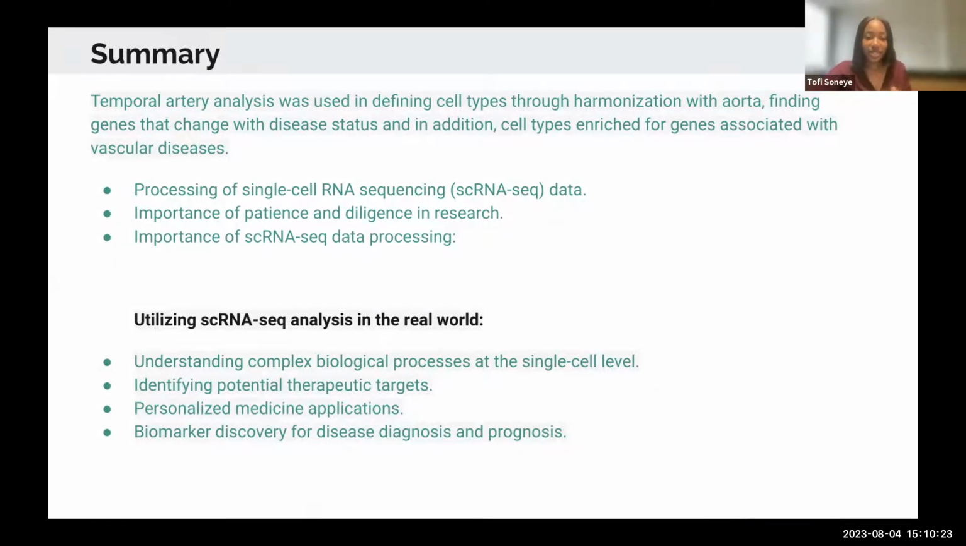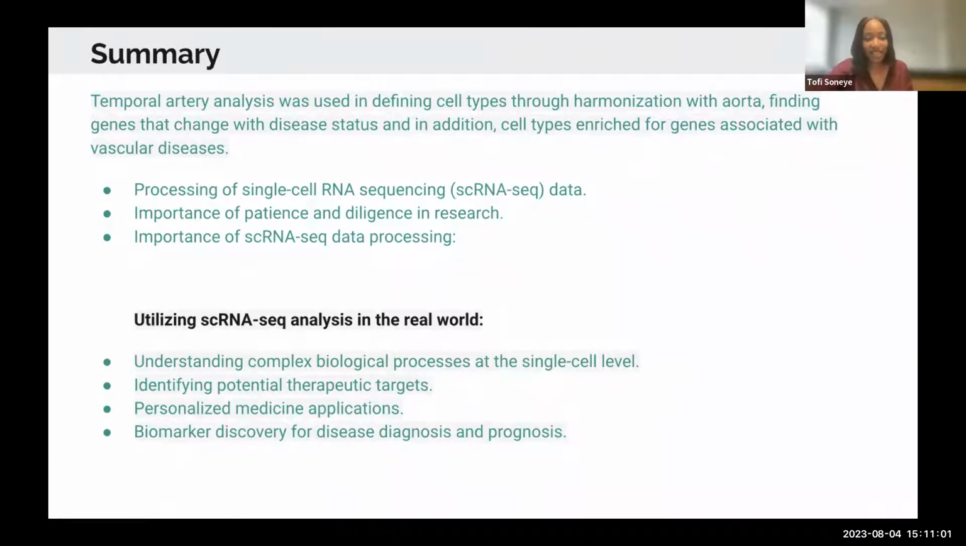I personally had no experience with anything in bioinformatics, anything in R, anything in single cell RNA sequencing data. And this internship, this period really taught me a lot about processing single cell data and the importance of patience and diligence in research. I really learned to walk through my errors and find solutions, even though I tried something multiple times and it didn't work. It taught me to really go back and observe and be more careful, especially when I was running code.